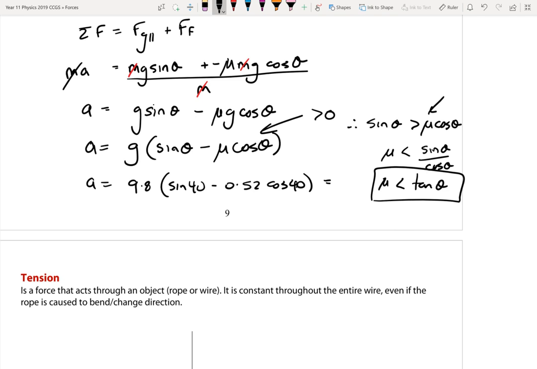Okay, give me an example. What is tan 30? 0.577. So if I had a coefficient of static friction greater than 0.577, the object wouldn't move. If it was less, it would start to slide down. So you can do all of these fun things with mathematics.